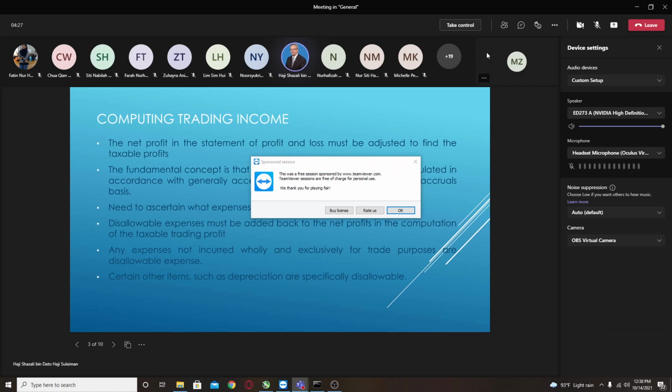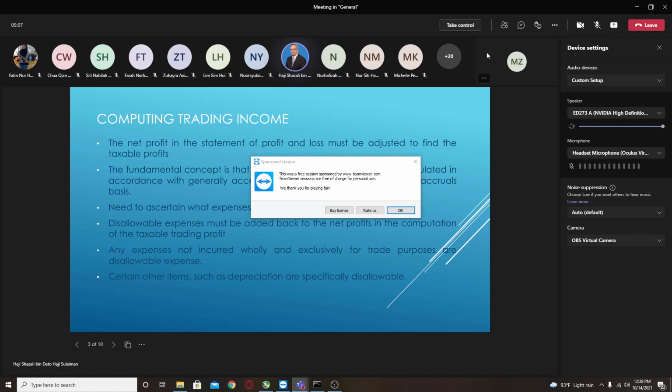Like any tax authorities in the world, they're always concerned about what expenses have actually been charged to the profit and loss account. So the important thing is to analyze each of the expenses and to ask yourself whether the expense has been incurred wholly and exclusively for the purpose of the business or not. In the UK, we call it wholly and exclusively incurred for trade purposes, but in Brunei, we use the words wholly and exclusively incurred for the purpose of generation of income. It is the same thing, but we just changed the wording a little bit.